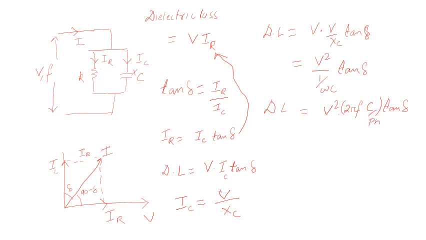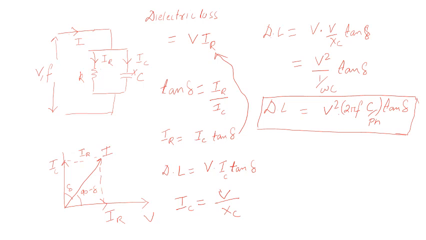So here, if you see, this is one of the important relations for cables: dielectric loss is V square 2 pi F capacitance per phase and tan delta. But I have already told you that voltage and frequency must be constant. So dielectric loss is directly proportional to frequency. If your frequency changes, dielectric losses also change. This is for a single core, single phase.